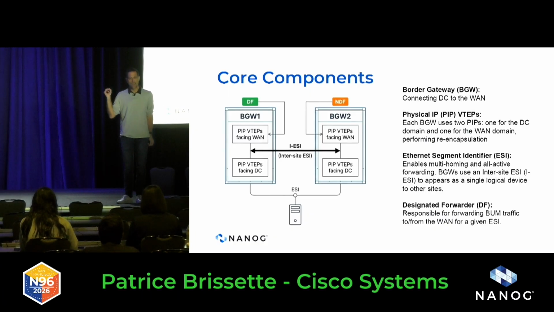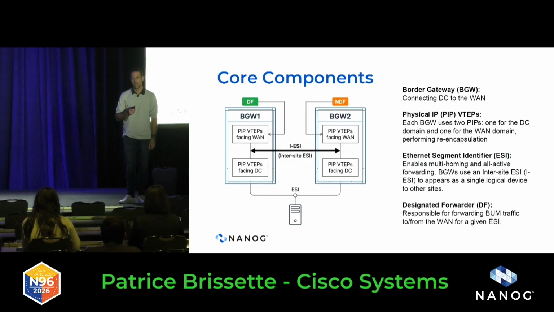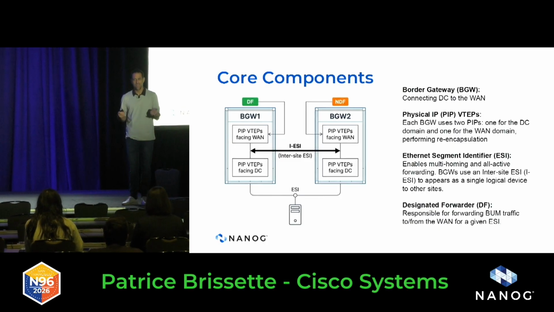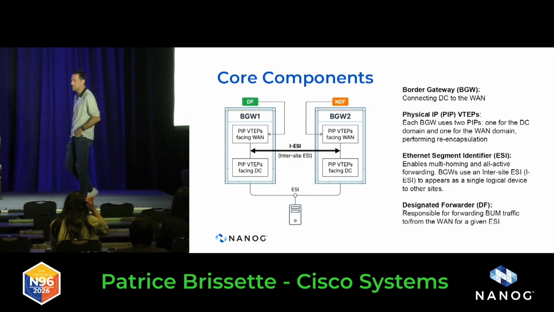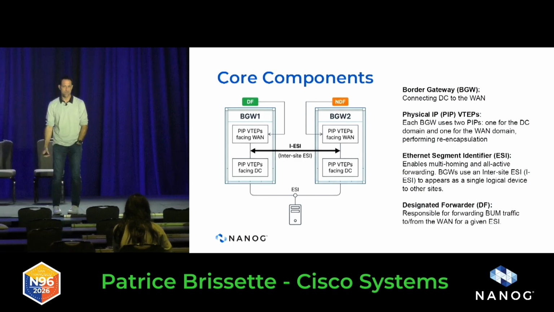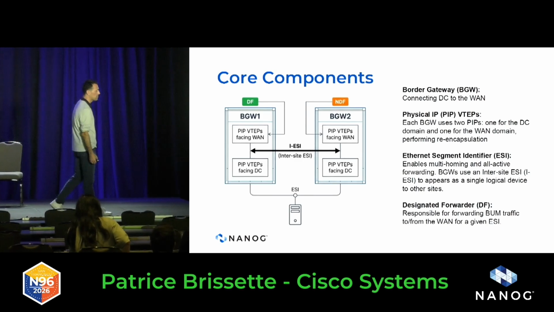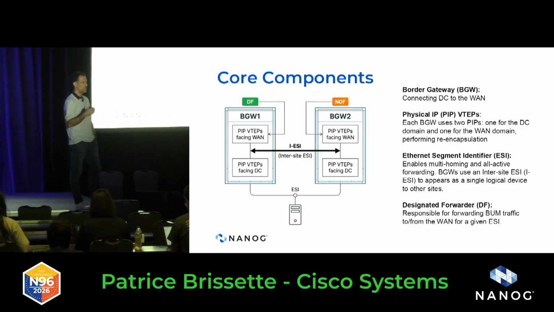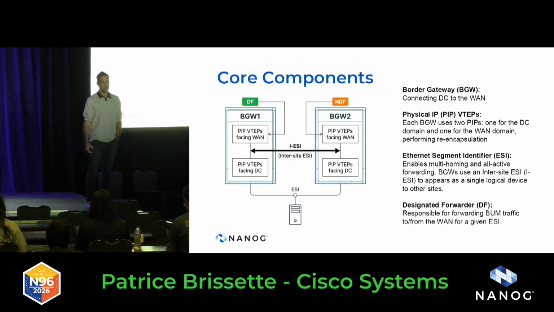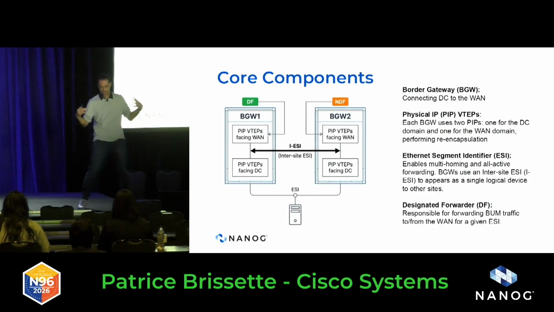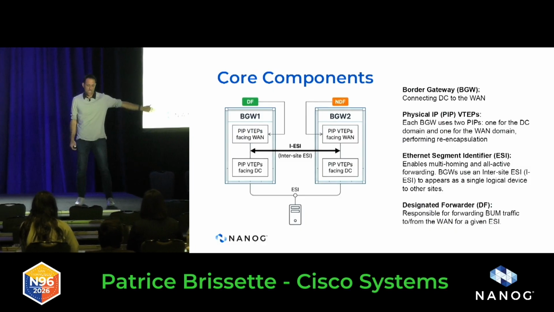There's the concept of IESI. IESI is for Interconnect ESI. So remember in EVPN the concept of an Ethernet segment. It's a logical representation of a connectivity to your network. So here you're kind of in the middle, right? Because you're on the border gateway. I have a WAN on one side, I have the DC on the other side.